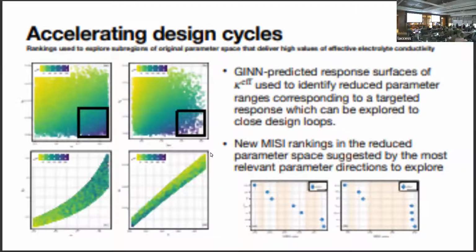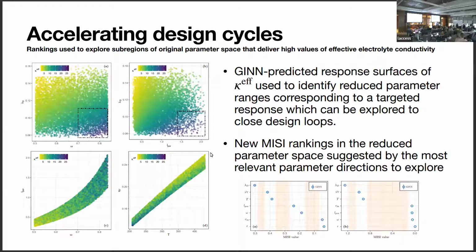So then what do you do? The idea is that you would use these rankings to explore sub-regions of the original parameter space in order to design experiments you'd like to carry out, so numerical experiments with a physics-based model, or making more predictions with the surrogate model, and iterate. For example, trying to produce a response surface with some effective conductivity, and using the GIN response surface, the statistical surrogate response surface, to identify parameter ranges that correspond to some targeted property, then generate new rankings and keep going until you find it. In that case, you've already trained the model, so you just get as much as you can out of it. It's not expensive to do this sort of thing with the surrogate.